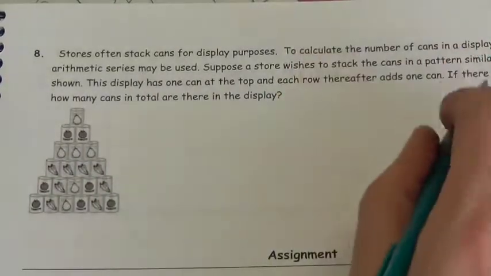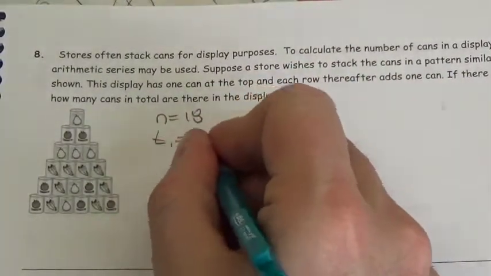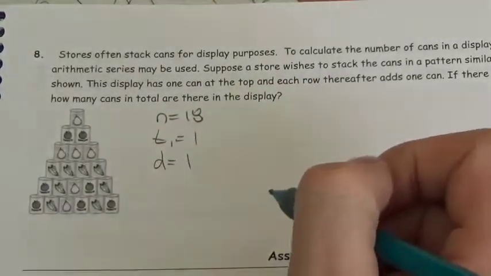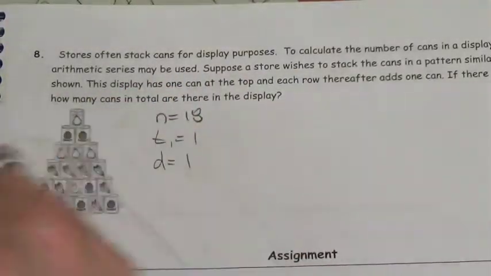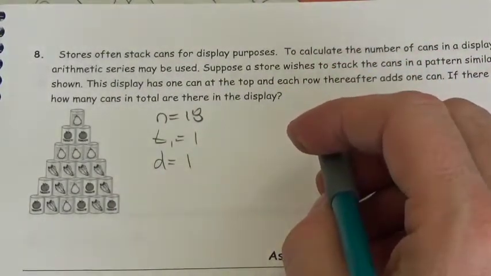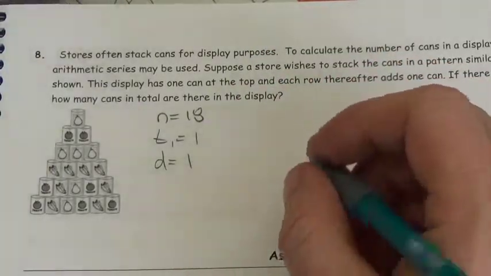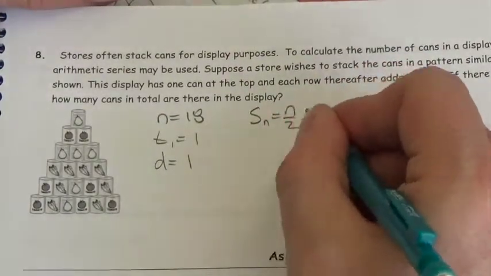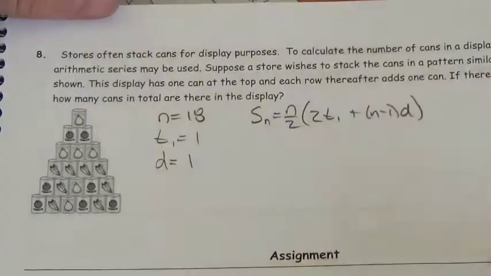Okay, 18 rows is our n. Our first term is 1, and every row we add 1. So actually that's kind of nice. I like those numbers there. So we're looking for the total number of cans in that display. Now, it wouldn't surprise me if a lot of people just opted to add those numbers up really quickly, at least on a calculator here. But you can actually use this formula right here to do that. I'd argue a little quicker if you are familiar with the formula.